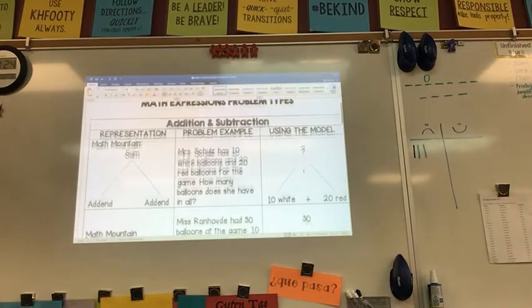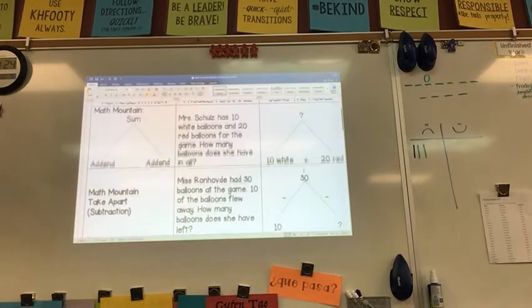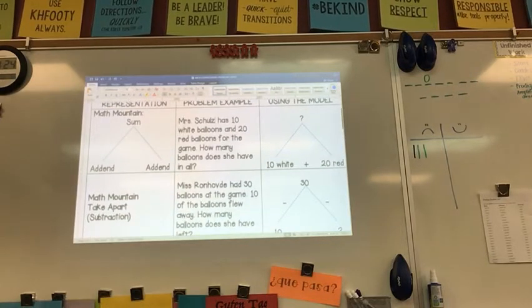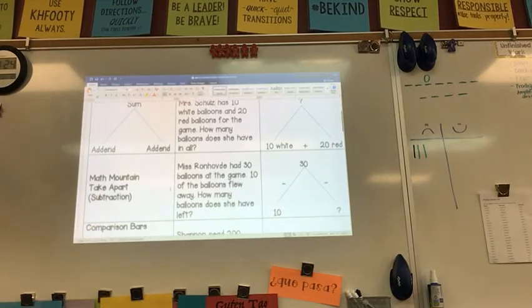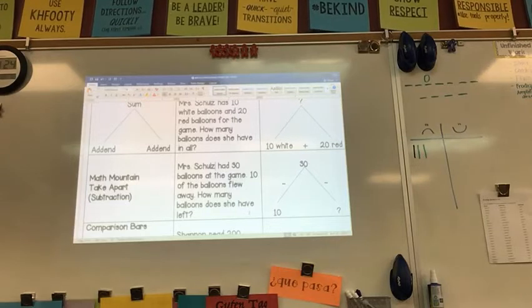Here's the next one. Sometimes the math mountains are used for subtraction. So this was a put together math mountain. This one's an example of a take apart. Somebody want to read this one? Let's change it to Mrs. Scholes really quick. Ellie, loud and proud. Mrs. Scholes has 30 balloons at the game. 10 of the balloons flew away. How many balloons does she have left?